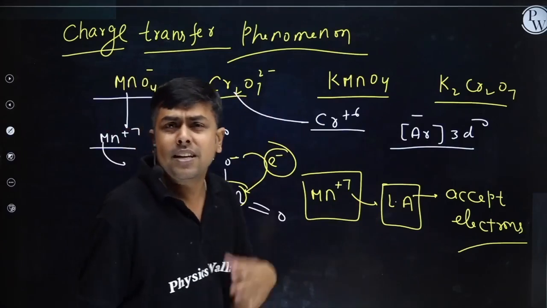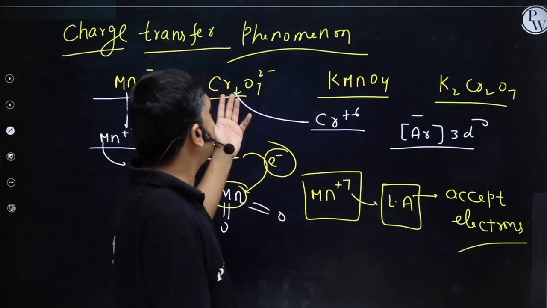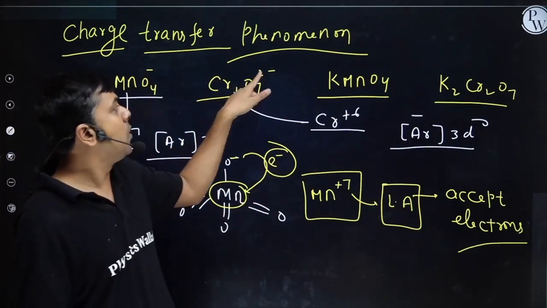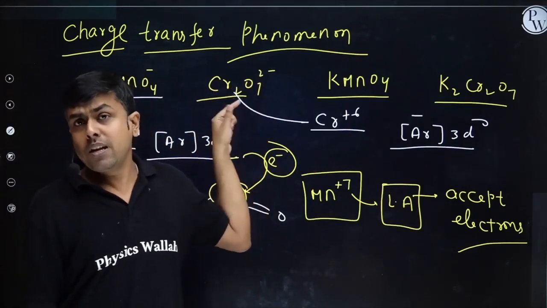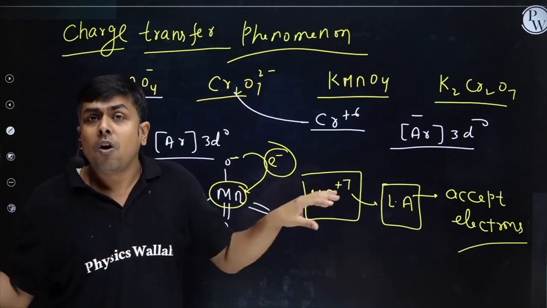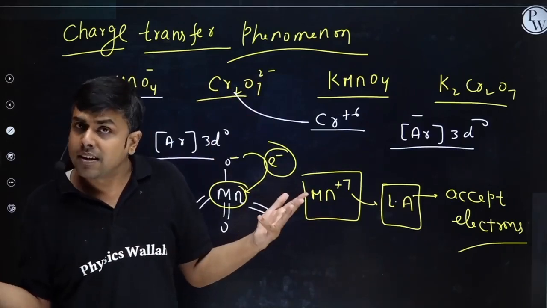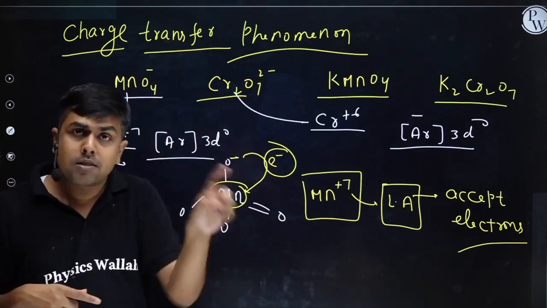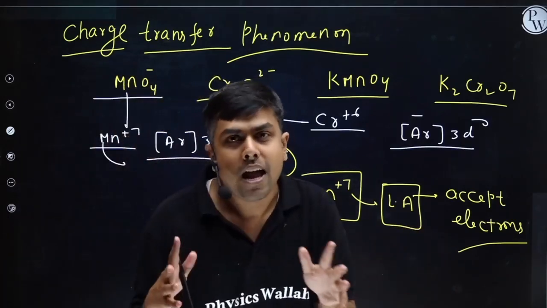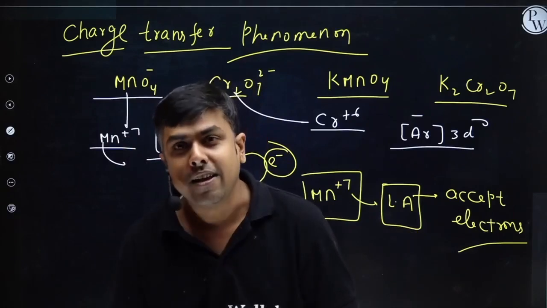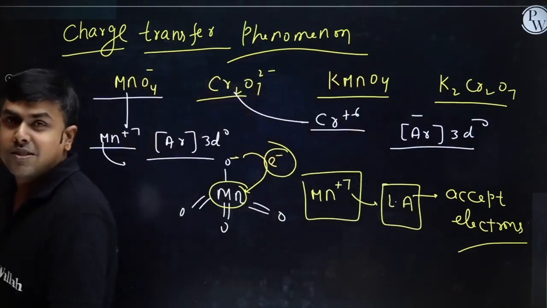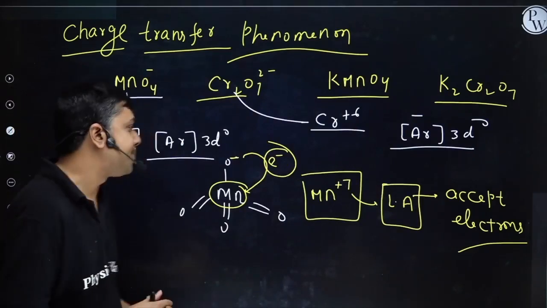Same property is observed even in CrO4 2 minus, Cr2O7 2 minus. Transfer of charge from O negative to Cr. Chromium there in plus 6 oxidation state. All the d subshells are vacant. It can easily accommodate electrons. So movement of electron will occur, transition of electron will occur. And because of that, coloration behavior will be observed. Am I clear, student? Let's move ahead.